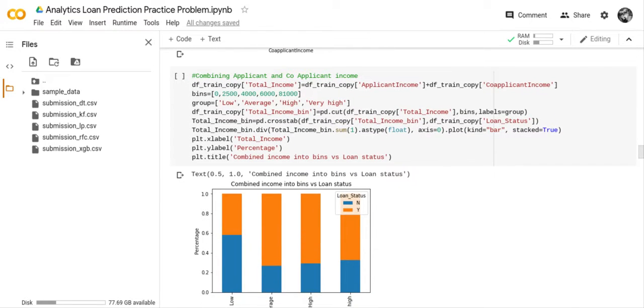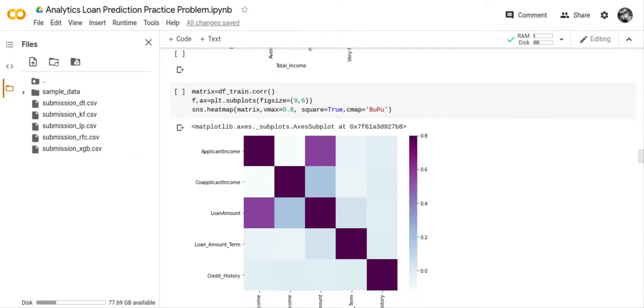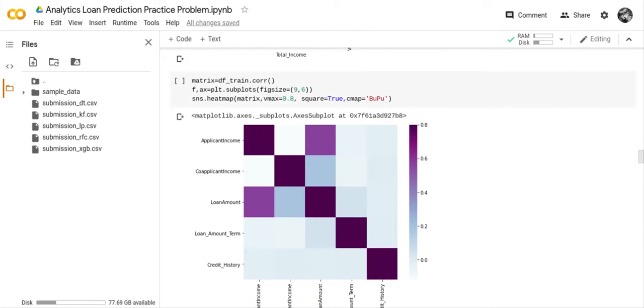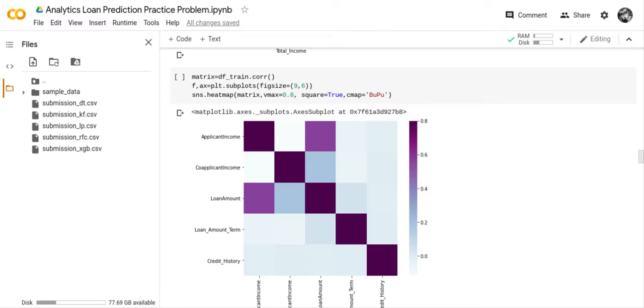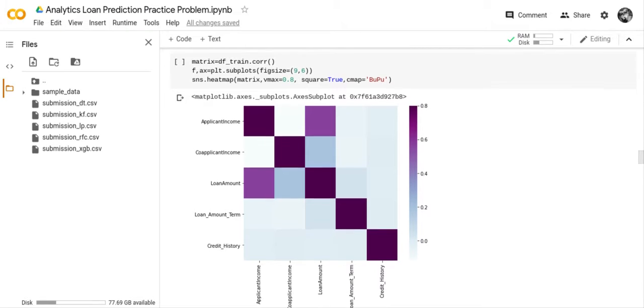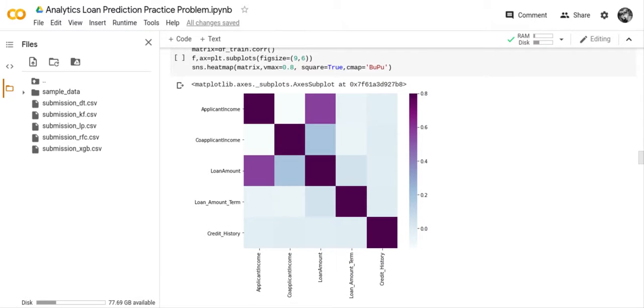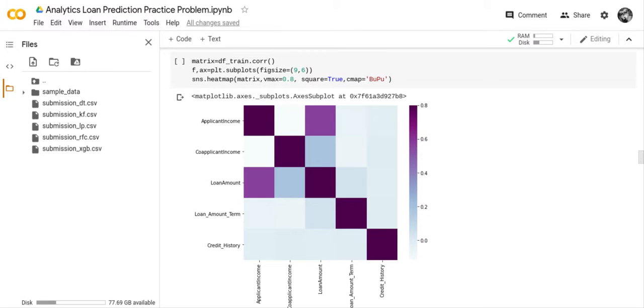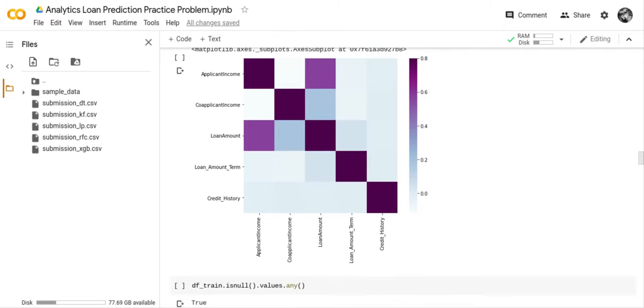So what we did was we plotted a graph where we combined the applicant incomes and the co-applicant incomes. And now we have a heat map, and that'll give you some more information about the type of people that get loans approved. The loan amount and the co-applicant income make a really big difference.